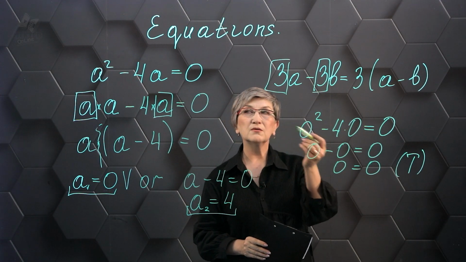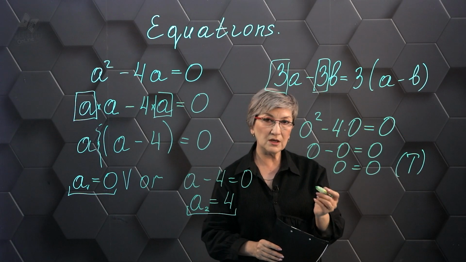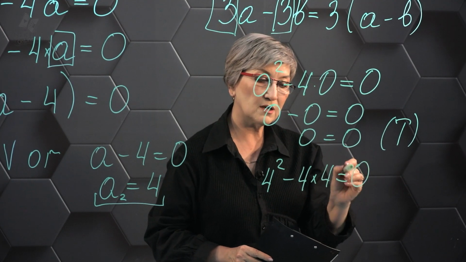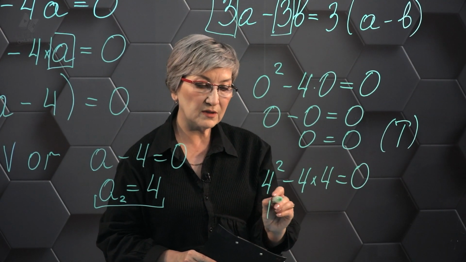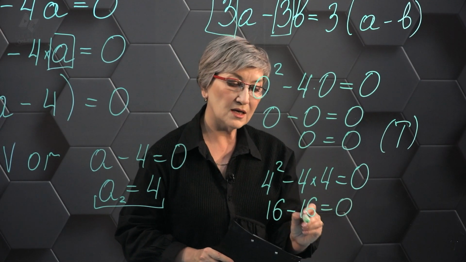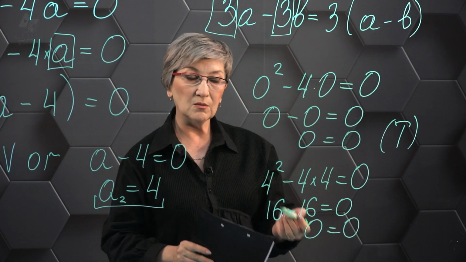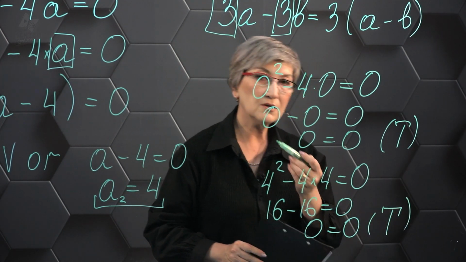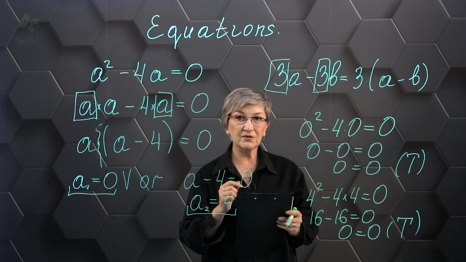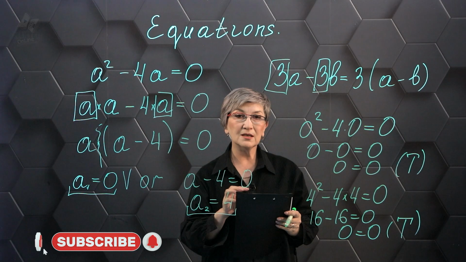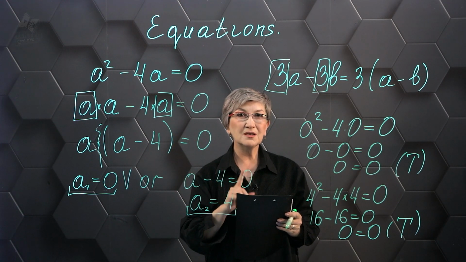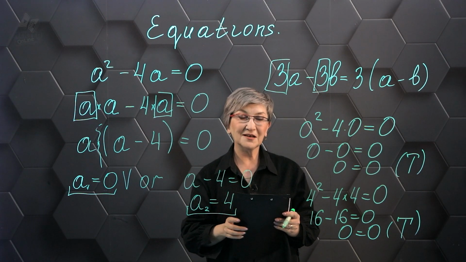Let's substitute the number 4. Instead of a, we'll substitute 4. The result is 4 squared minus 4 times 4 must equal 0. And we see with you that 4 squared is 16, and 4 times 4 is also 16. And 16 minus 16 is 0. So we have a correct numerical equality. If you see an equation in math that can be decomposed into multipliers in such a way that the product is 0, then we can apply the multiplication property where the product is 0.